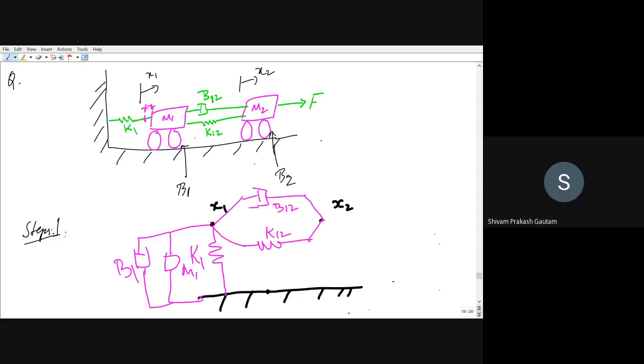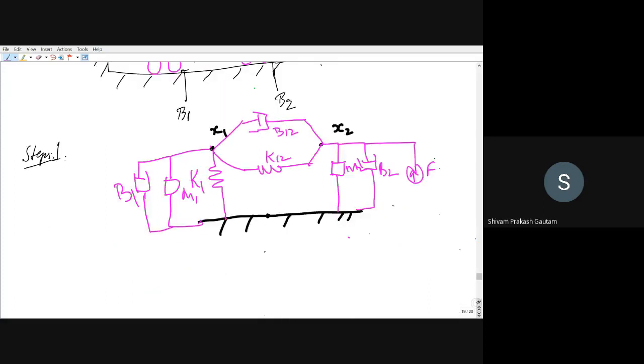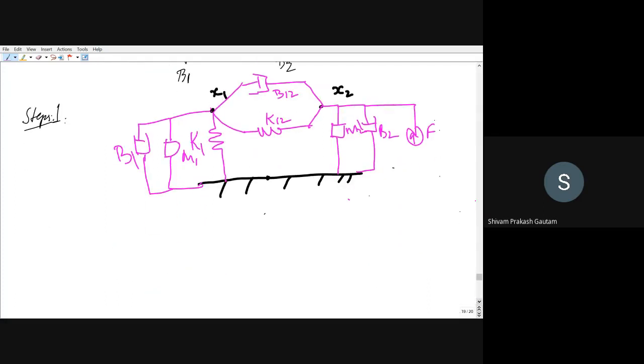No, sir. Now look at node X2, which is this node. What are the elements connected to node X2? M2, F2. M2 is connected with node X2 and ground. Similarly, B2 is connected between X2 and ground. And a force which is acting like this. So this is our equivalent diagram.